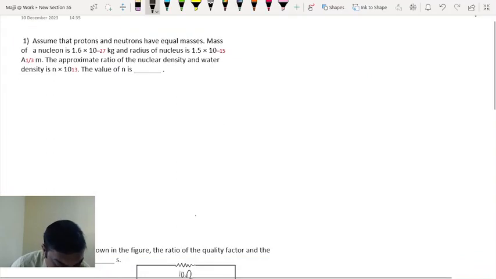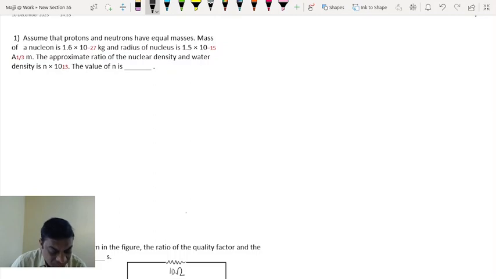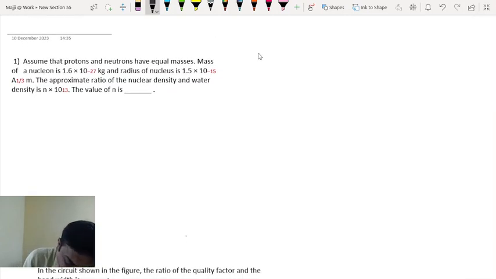You can see the first question is: assume that protons and neutrons have equal masses. Mass of a nucleon is this, and the radius of nucleus is this. The approximate ratio of the nuclear density and water density is. So we have to find that, right? So let us find the density of nucleus. That will be the first thing.